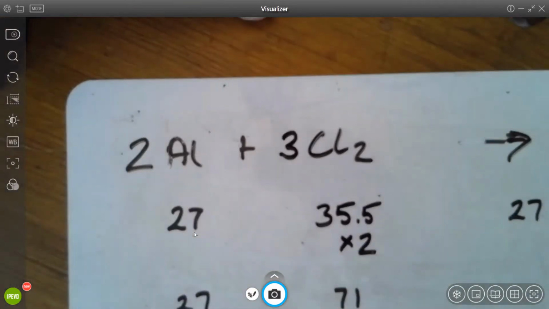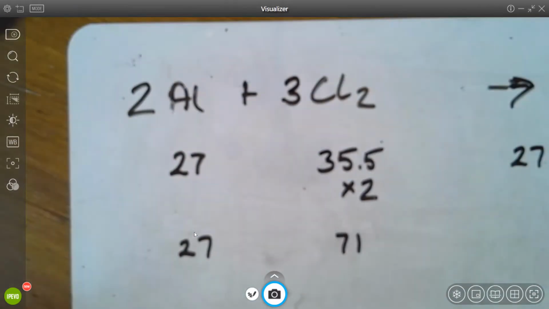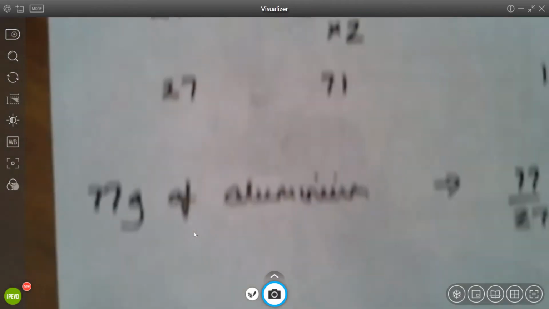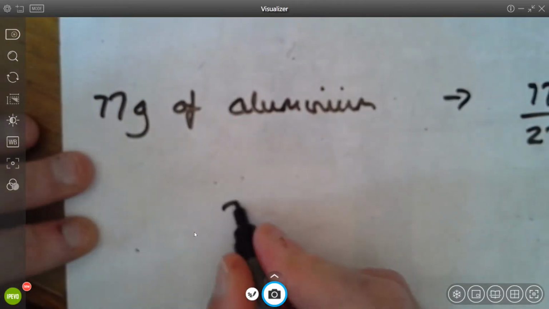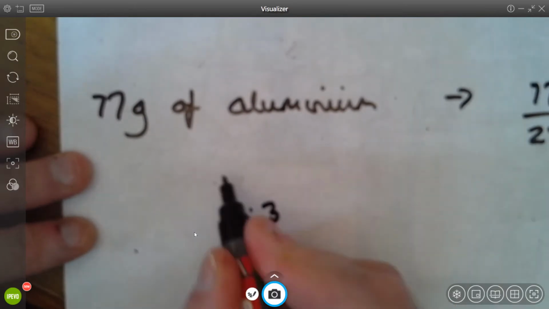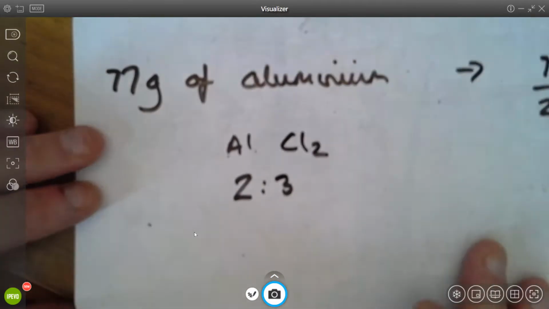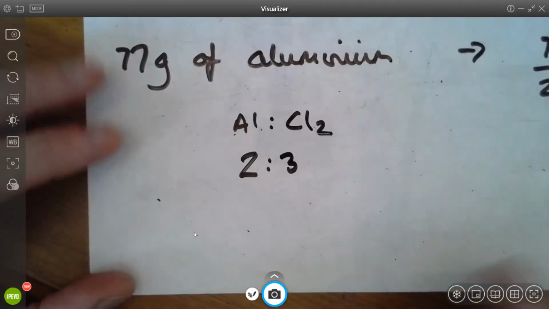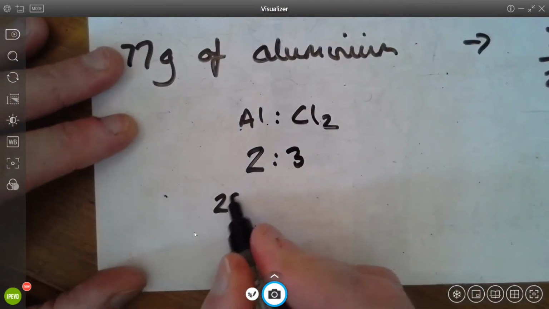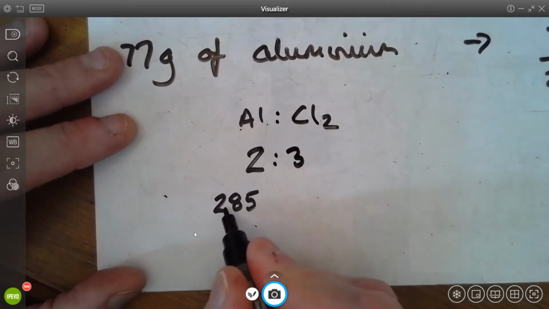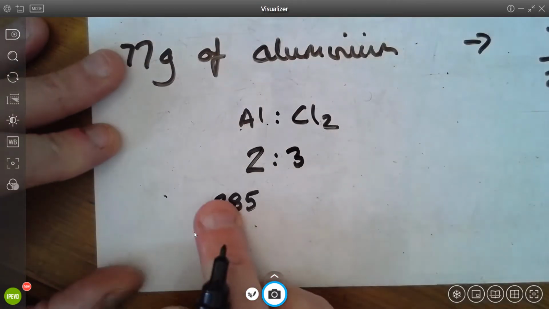Let's have a look again at our balanced chemical equation. This time we need to be aware that the molar ratio is not simply 1 to 1 or 2 to 2, which you can simplify to 1 to 1. The molar ratio is 2 to 3. 2 to 3 of aluminium to chlorine. Okay, so we have 2.85 moles of aluminium.